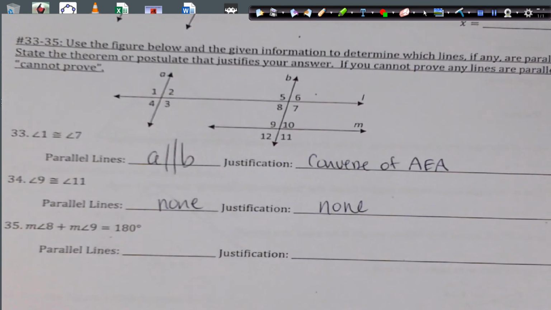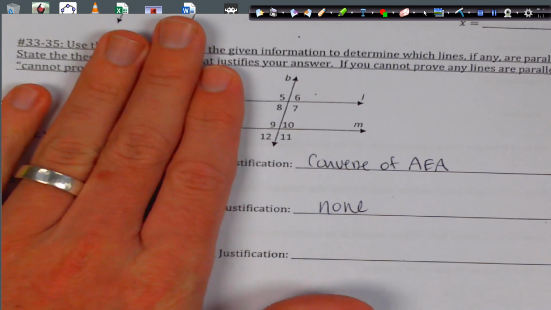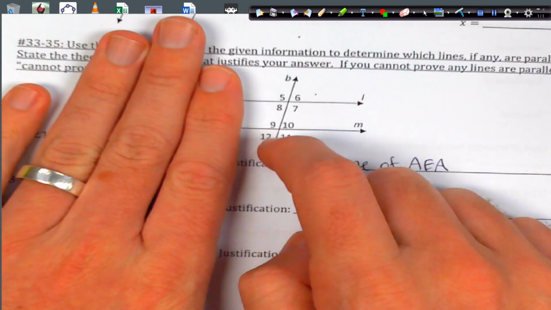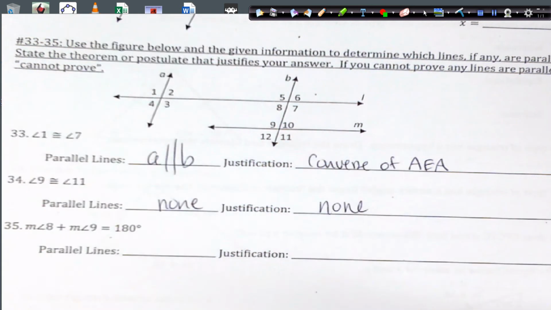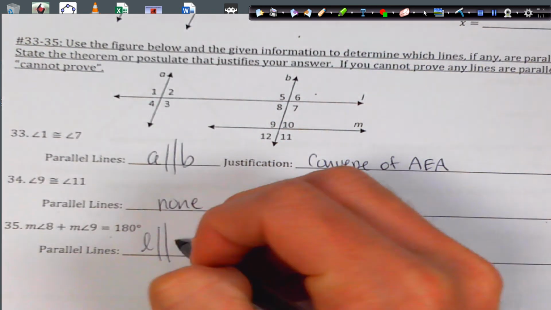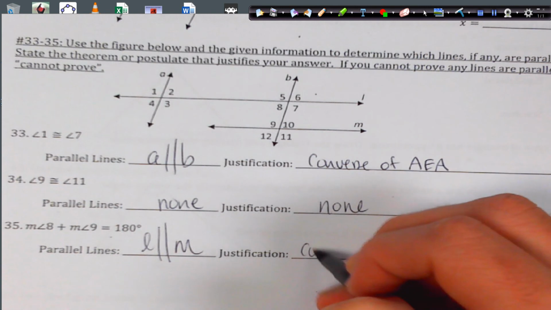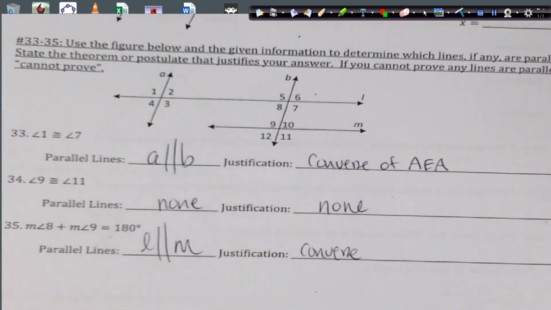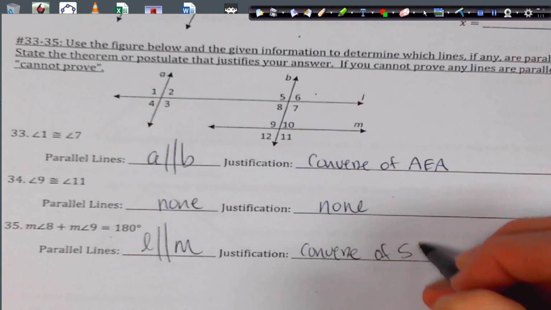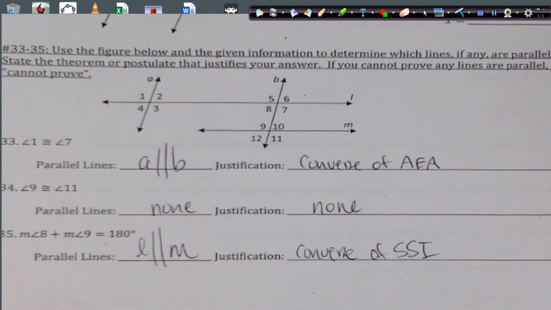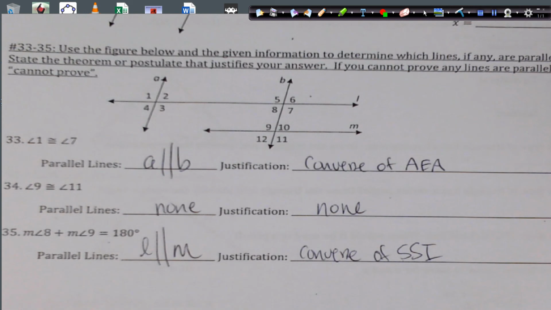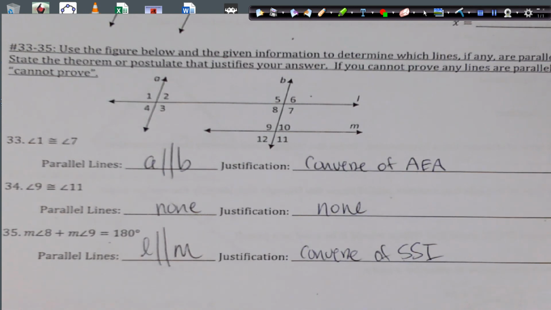8 and 9 add to 180, so I'm going to cover this up because I see 8 and 9 right here. 8 and 9 are same side interior, and they're cutting through L and M, so L would be parallel to M. And that would be converse. Again, we proved lines parallel by the converse of, and this time it's same side interior. If you want to prove lines parallel, you've got to use the converse of those 4 angle types. Converse of corresponding, alternate exterior, alternate interior, or same side interior.